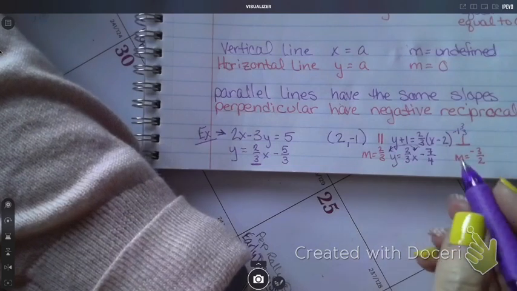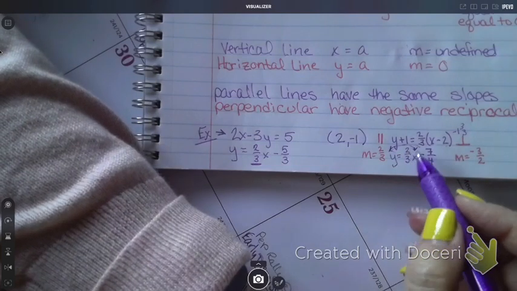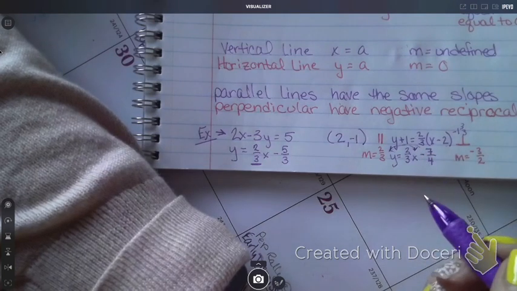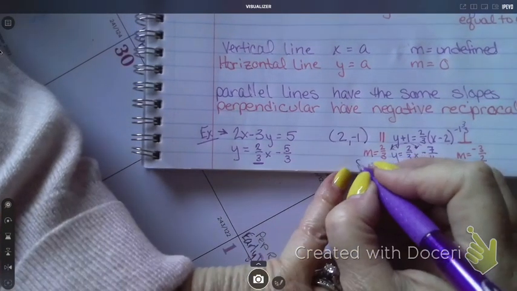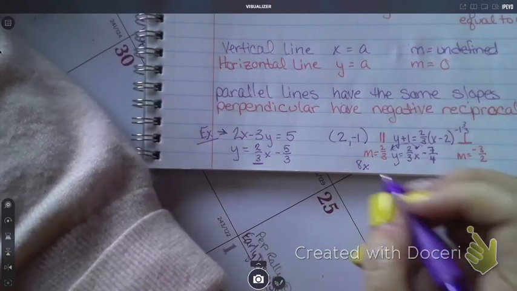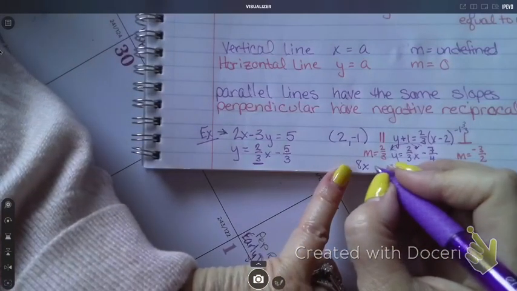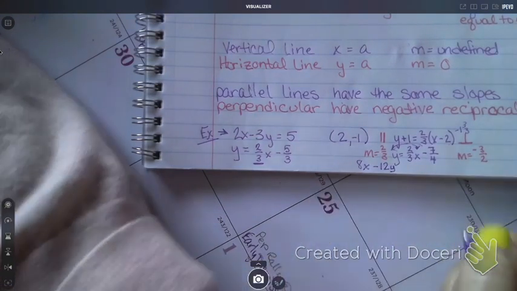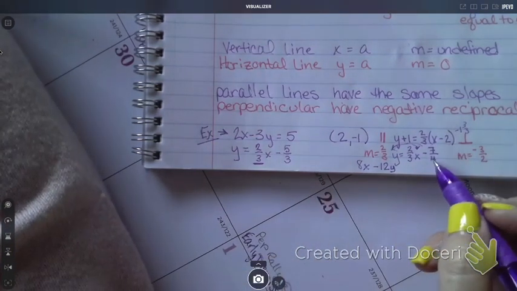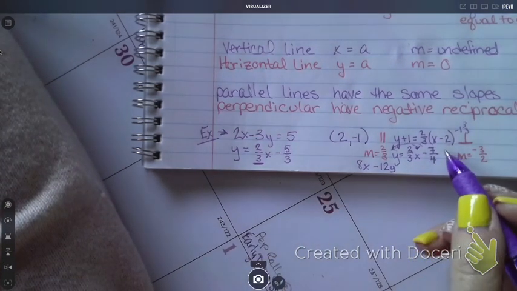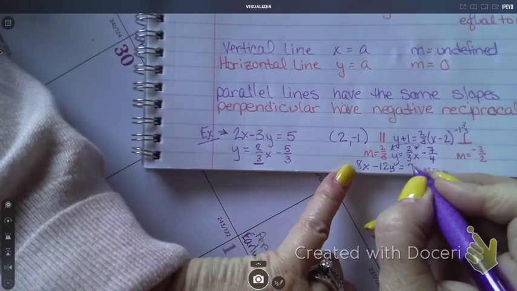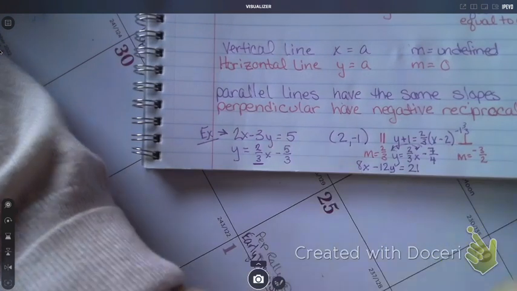Multiply everything by 12. So 2/3 times 12 would be 4 times 2, which is 8, so 8x. And 12 times 1 would be 12, so it'd be negative 12y. And then 4 goes into 12 three times, and 3 times 7 is 21.